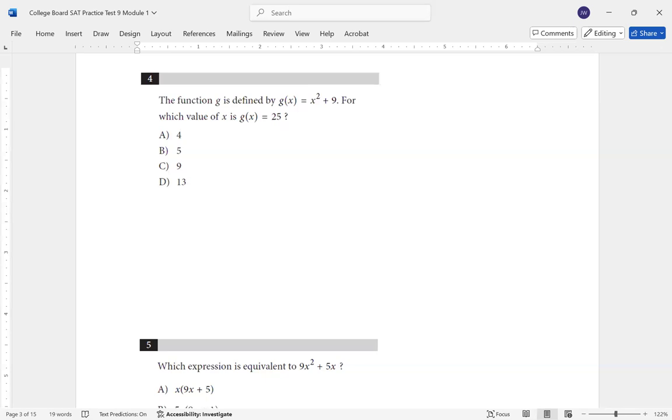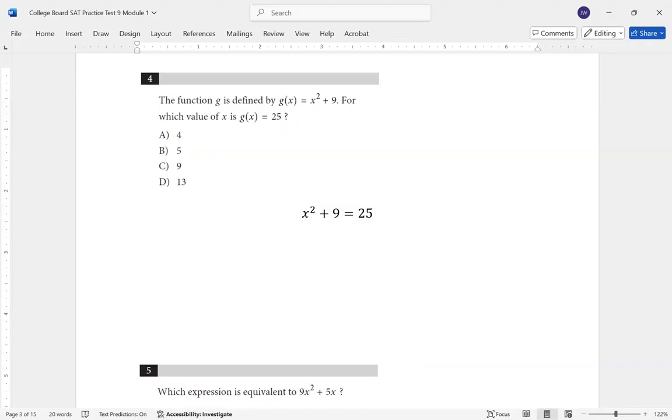Question 4. The function g is defined by g of x is equal to x squared plus 9. For which value of x is g of x equal to 25? So we want the output to be equal to 25. So we take x squared plus 9 and set that equal to 25, and we solve.